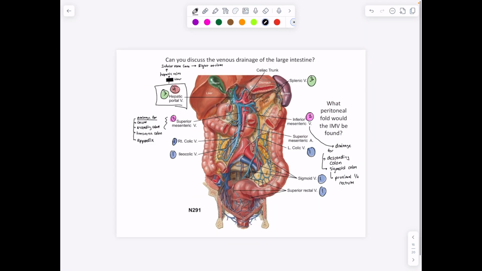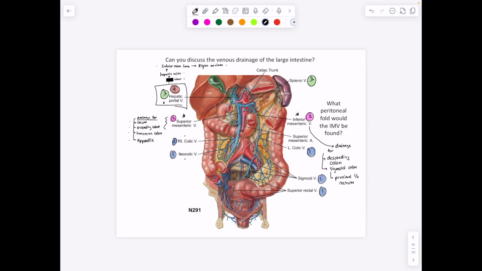Okay, can you discuss the venous drainage of the large intestines? So it's not too bad. Really, just like with arteries, you have a superior mesenteric vein and an inferior mesenteric vein. Superior mesenteric drains the cecum, ascending colon, transverse colon, and appendix. And going into the superior mesenteric vein, you have the right colic and the iliocolic veins. And the superior mesenteric vein is itself going into the hepatic portal vein, which we know is going through the liver to hepatic veins, inferior vena cava, and then right atrium.